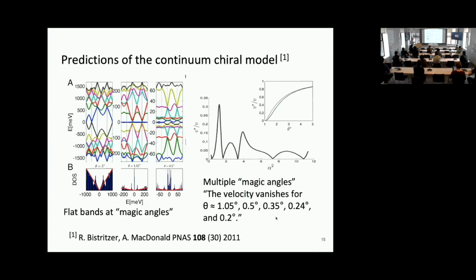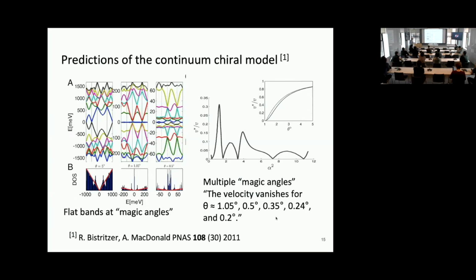So here are some of the predictions of the continuum, so-called chiral model by Bistritzer and MacDonald, and these are some of the band structures that they produced at different twist angles: 5 degrees, 1.05 degrees, and 0.5 degrees. And here are the so-called flat bands, which produce the very high density of states, especially at 1.05 degrees, where you see these very prominent flat bands.